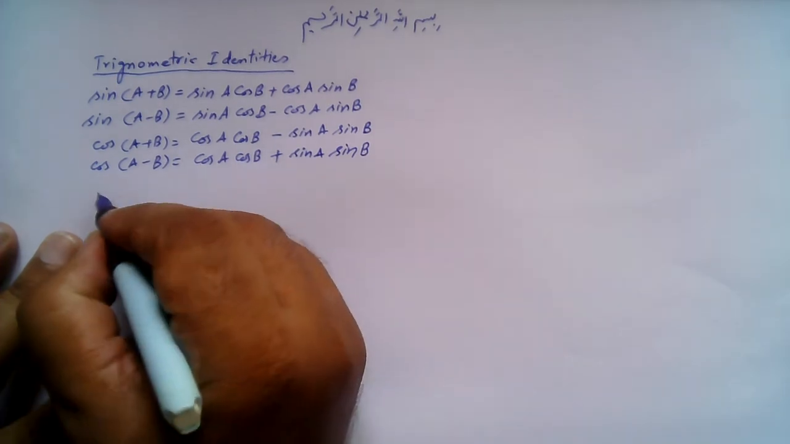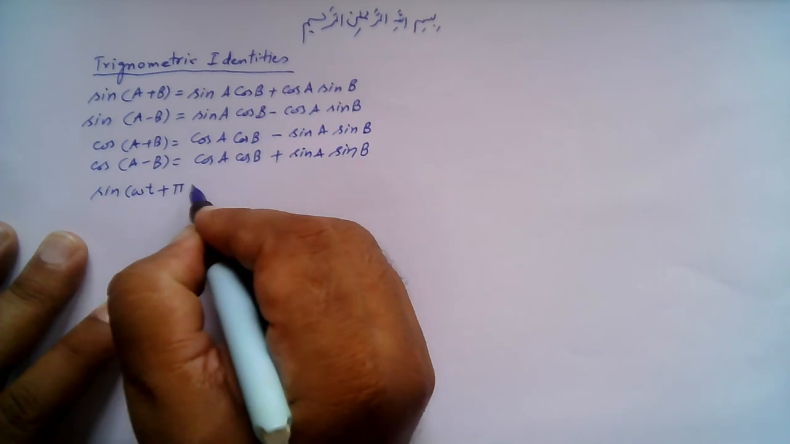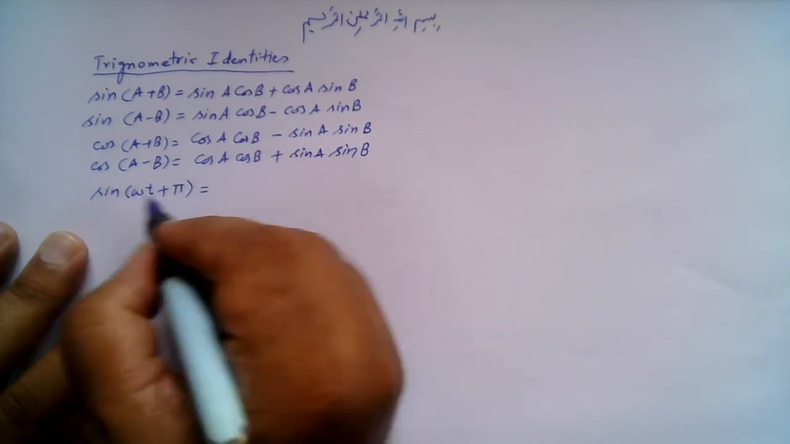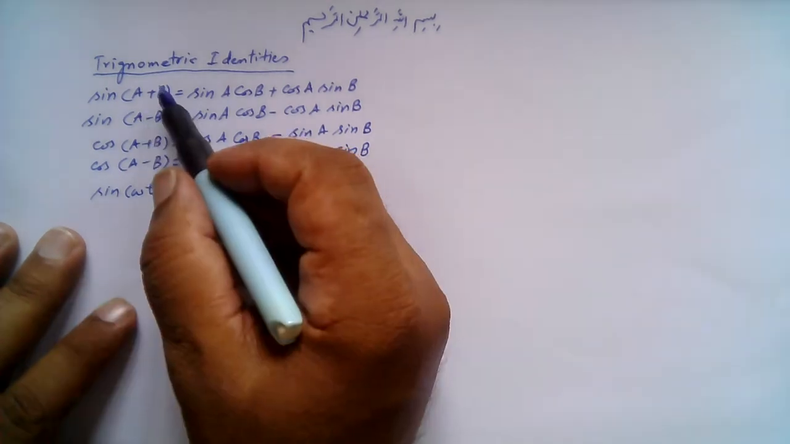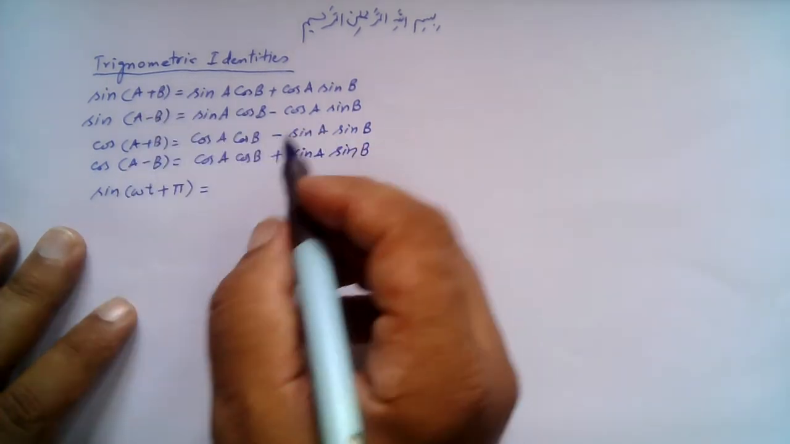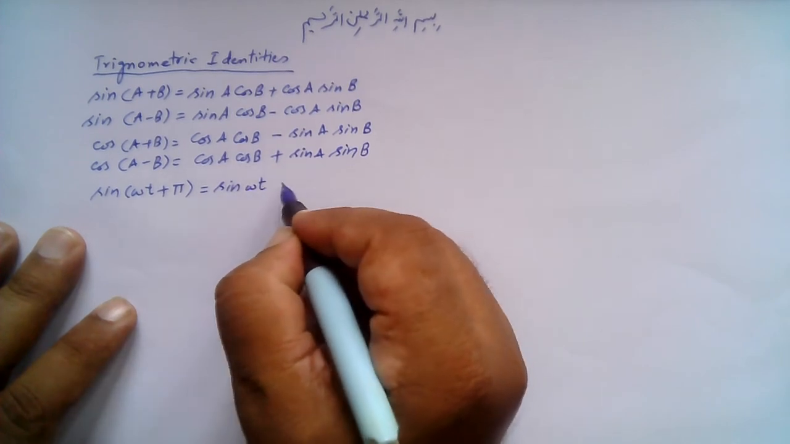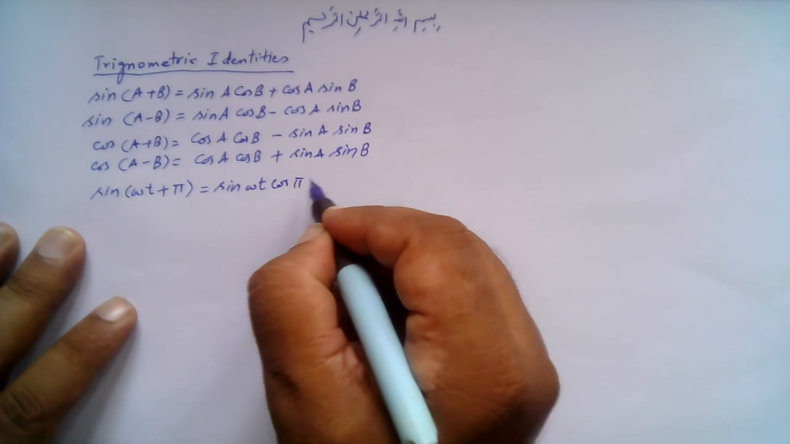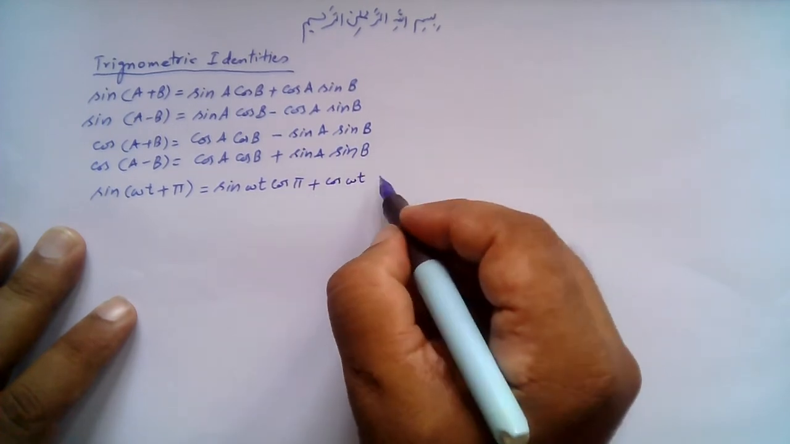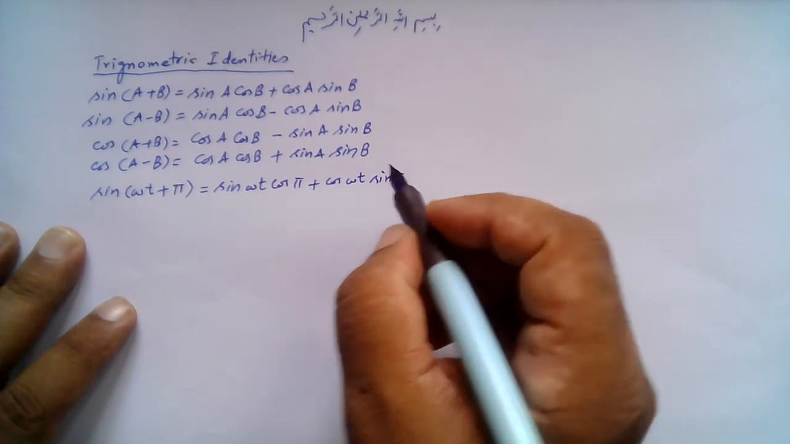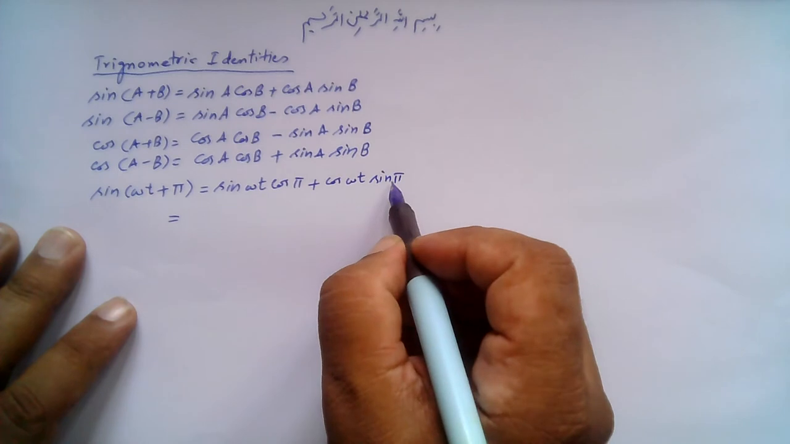For example, sine(omega t plus pi). If we want to calculate this value, then we can use this identity here, right? So according to this identity, it will be sine omega t cos pi plus cos omega t sine pi. We know that cos pi is 1 and sine pi is 0.